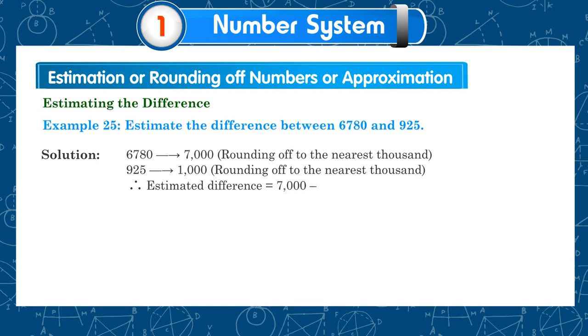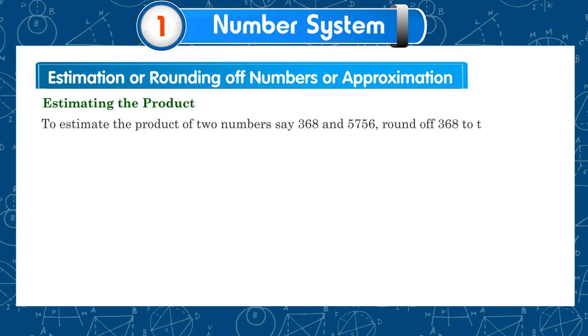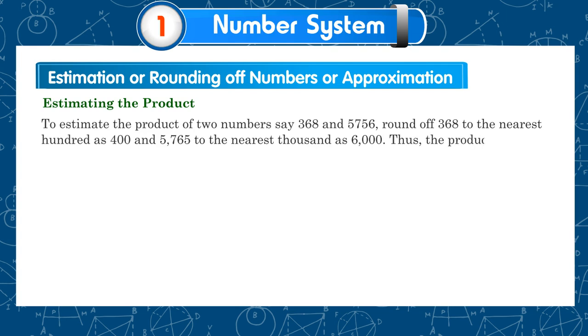Estimating the product. To estimate the product of two numbers, say 368 and 5,765, round off 368 to the nearest hundred as 400 and 5,765 to the nearest thousand as 6,000. Thus, the product of 400 and 6,000 gives the result as 400 into 6,000 equals 24 lakh.